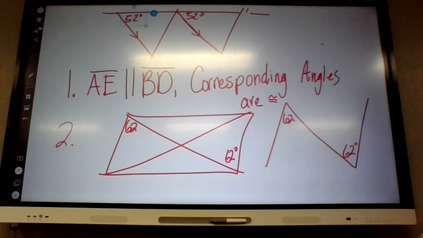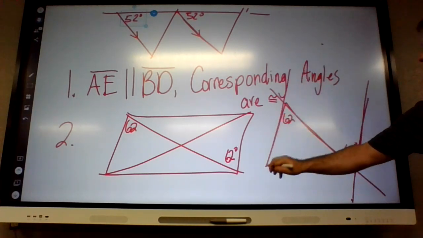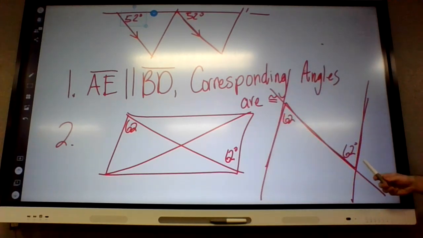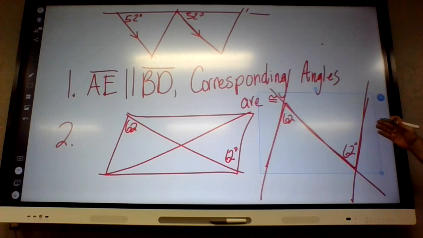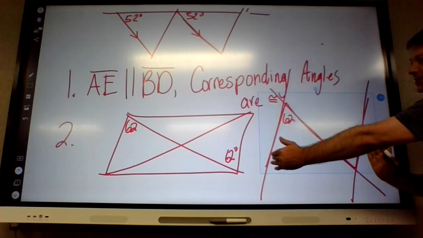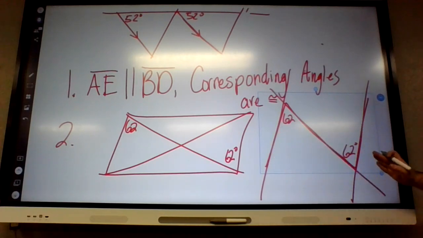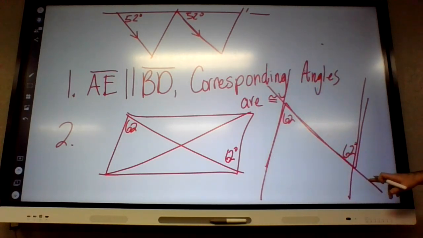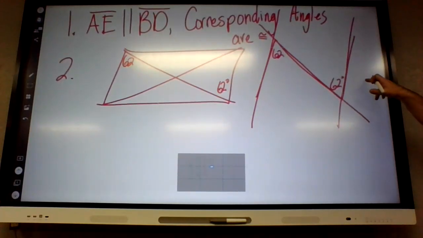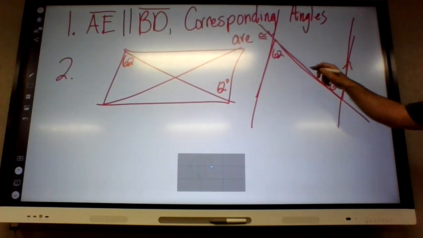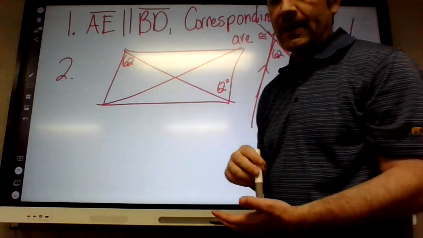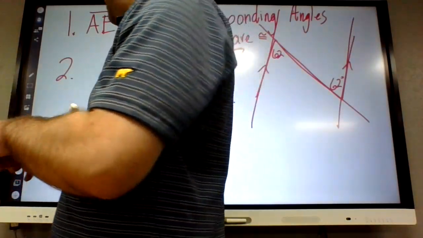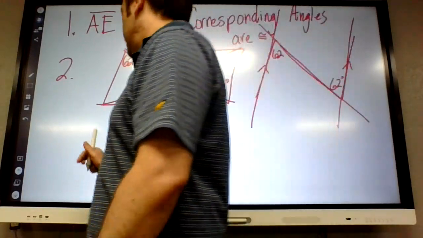No. They're alternate interior. They're alternate because they're on alternate sides of the transversal. They're interior because they're between these two lines, which are going to have to be parallel. So alternate interior angles. Which lines are parallel? It would have to be these two. This one is a transversal. So what are these two? ZW and YX. Right, ZW and YX, because the alternate interior angles are congruent.